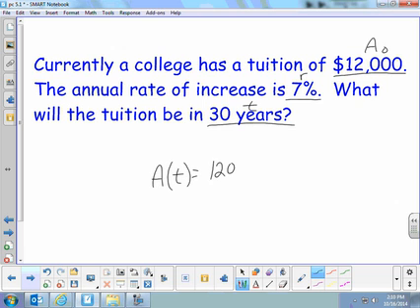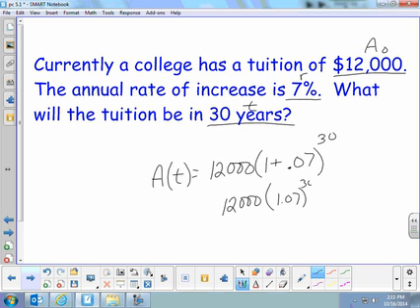It's going to be 12,000. And this time it is increasing, so I am using a plus sign. 7% is 0.07, and it is in 30 years. Do my exponent first, 1.07 raised to the 30th power, and you get 7.61 times 12,000.